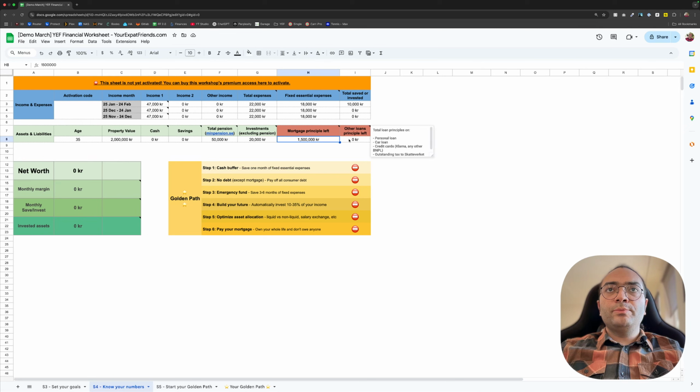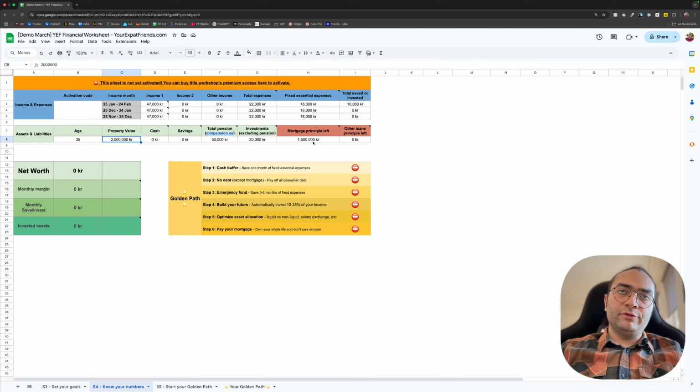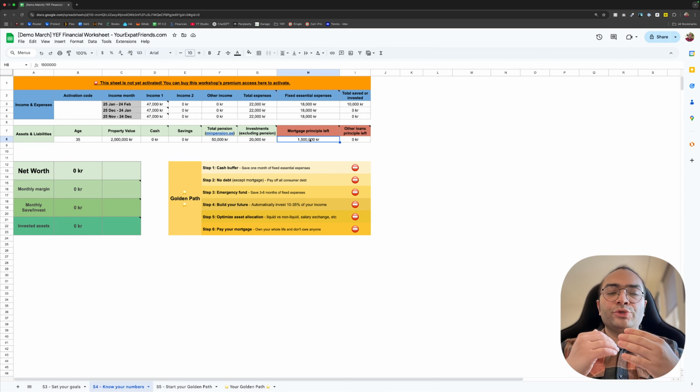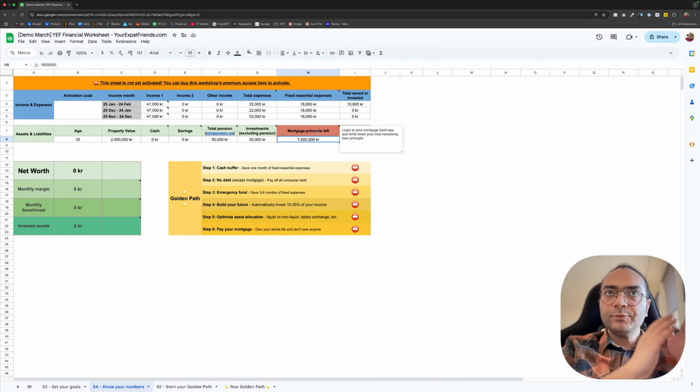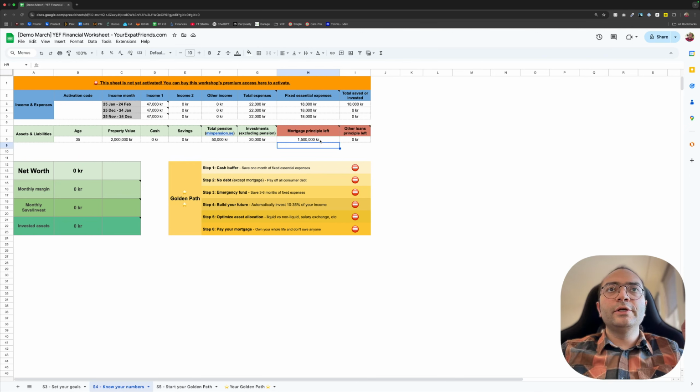And then the last 2 parts are about your loans. So the property that you have, if you have one, how much of the principal of your mortgage is left on it, how much you still need to pay down to the bank. Usually, if you open your bank account that you have the loan with, you can very easily see this number. Keep in mind that your loan is sometimes broken down into multiple loans, 2, 3, or 4. Make sure that you add them all up together. So whatever is left on your mortgage loan, put that number here.